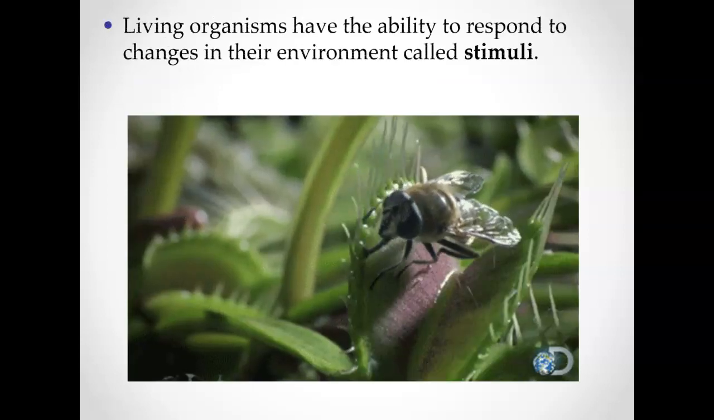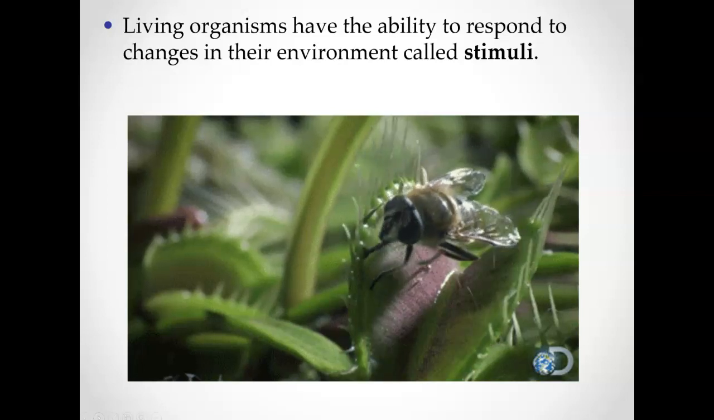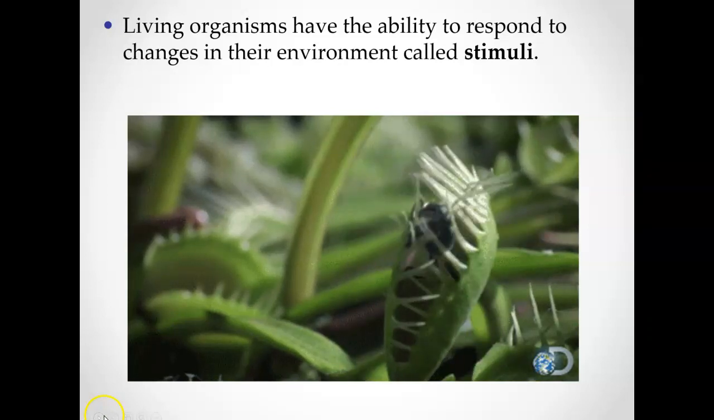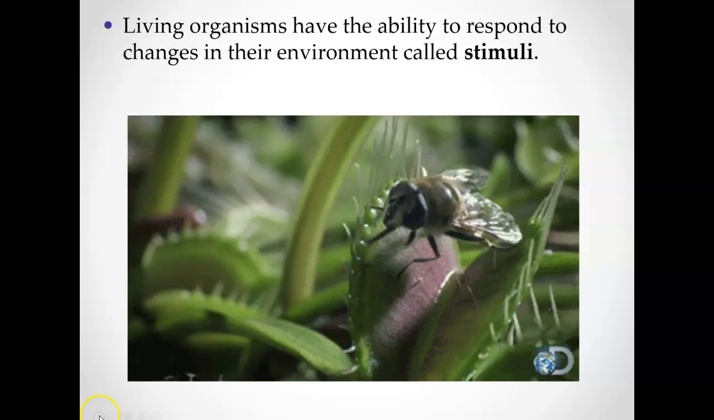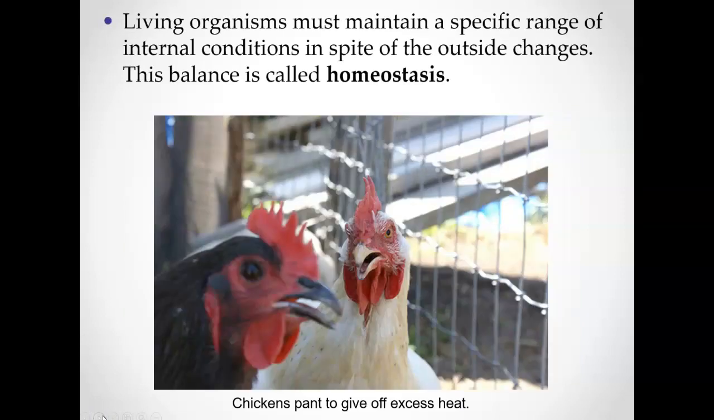Living organisms have the ability to respond to changes in their environment, and those changes are referred to as stimuli. Now, the maintenance of trying to keep everything normal within the living organism is called homeostasis. All living organisms have to maintain a specific range of internal conditions, the same pH, the same hydration levels, the same amount of energy in order to keep doing normal cellular function, to maintain the same temperature.